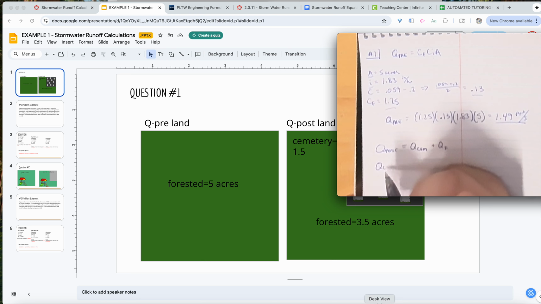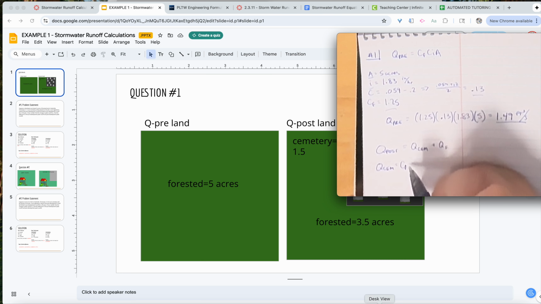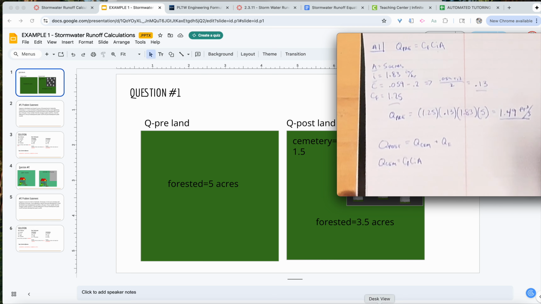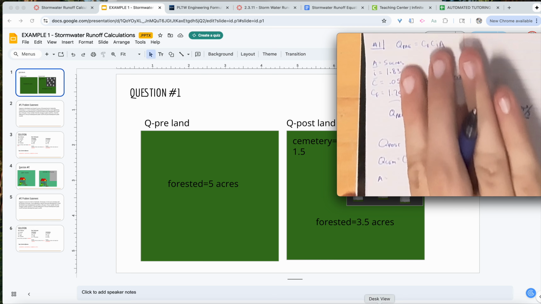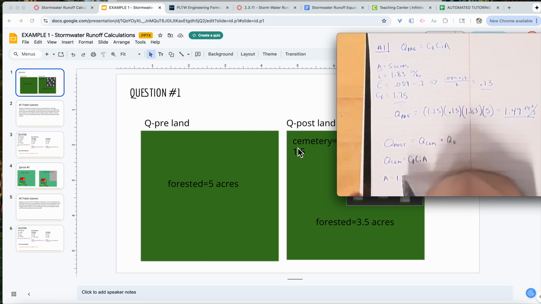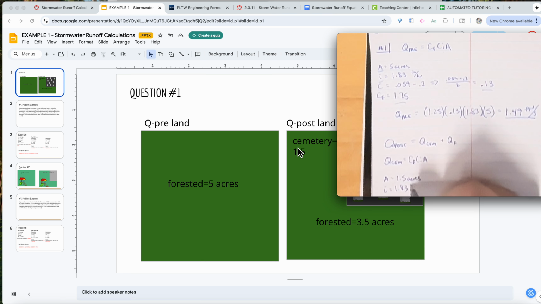So Q cemetery is what I want to calculate first, okay? This is going to be CF, CIA. It's going to be a specific C value for the cemetery and also a specific area for that cemetery. Same process as before. The area of this cemetery, as we can see here, is 1.5 acres. And then we can write down our I value. I is remaining the same throughout this problem. So C value, that's what's going to be different.